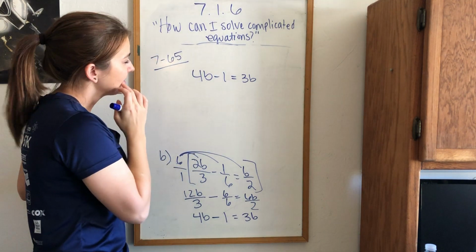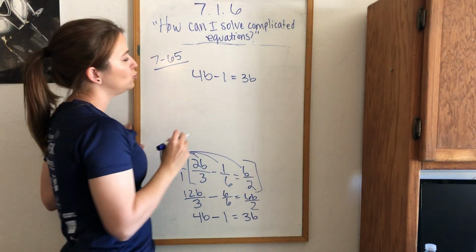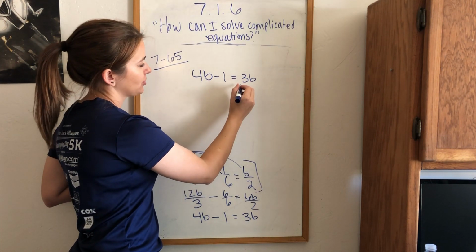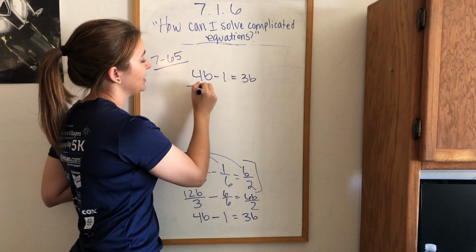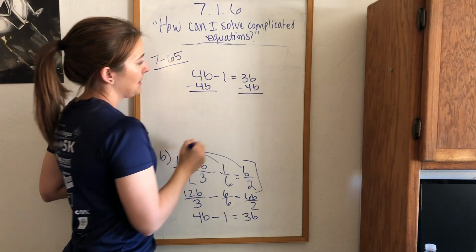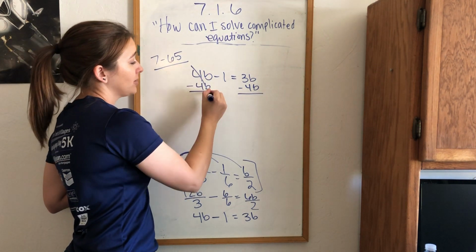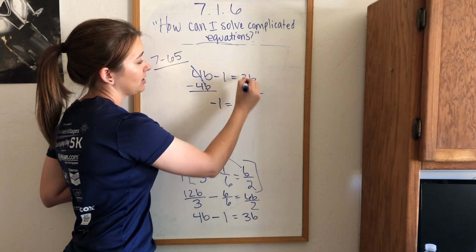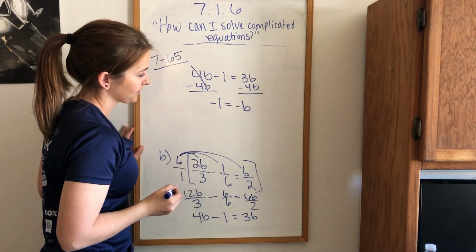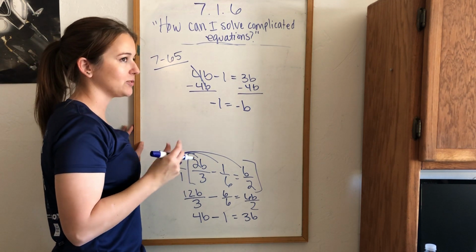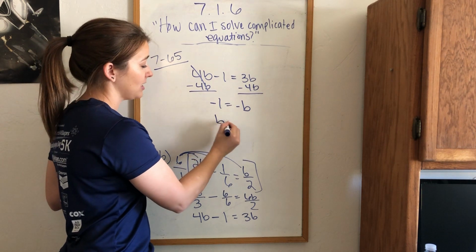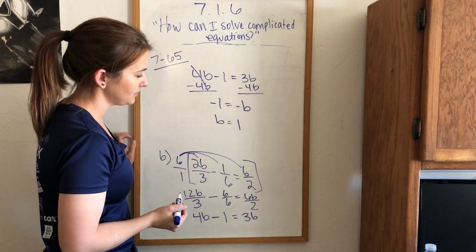Okay, I'm going to subtract 4b from both sides. There's a couple ways you could do this, and I'm taking this way. 4b minus 4b is 0. Now we're left with negative 1 equals 3b minus 4b, which is negative b. Now if you think to yourself, what does b have to equal to become a negative 1? b has to be 1.